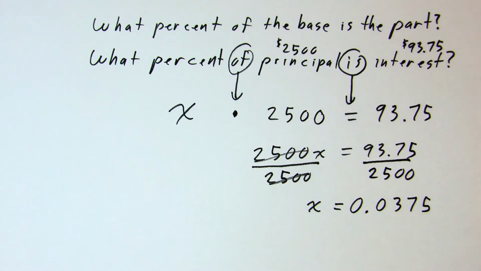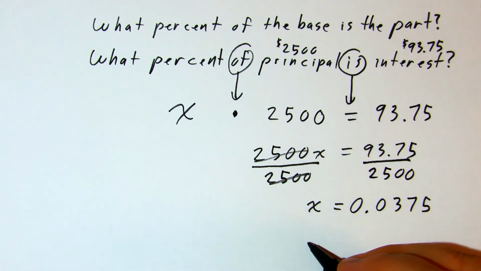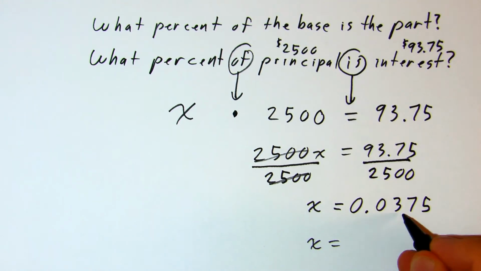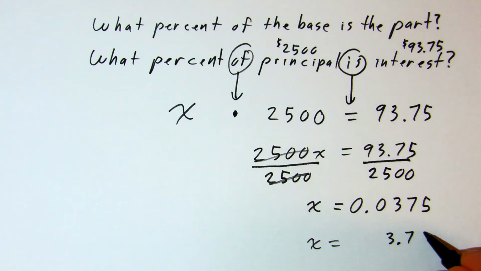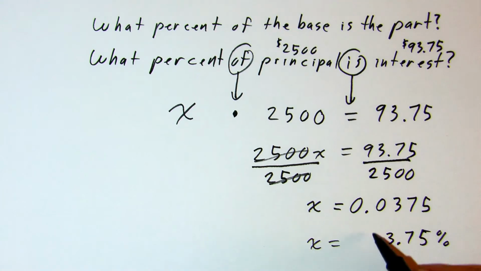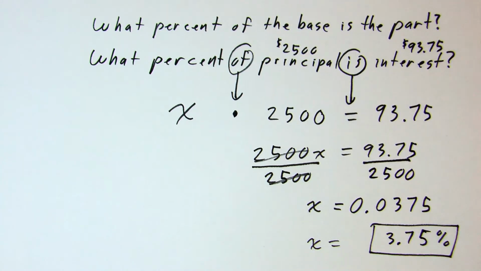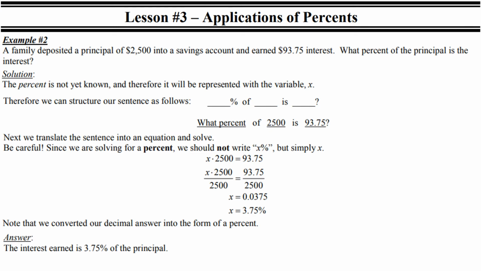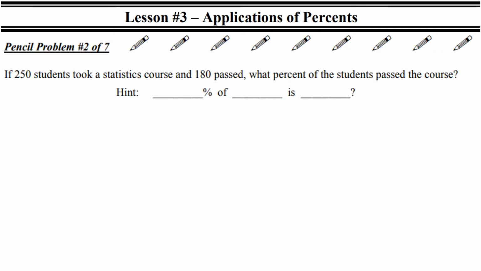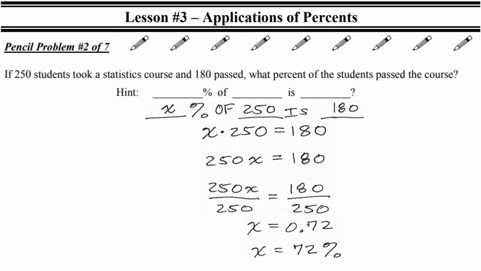Notice that the question asks for a percent. When we do it on the calculator, this division gives us a decimal. So we need to move the decimal point 2 places to the right, which will place it between the 3 and the 7, and place a percent symbol to the right, and 3.75% is our final answer. And here's that solution typed up. For pencil problem number 2, here's the setup, and here's the solution.